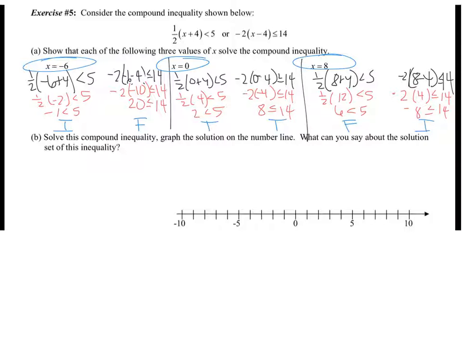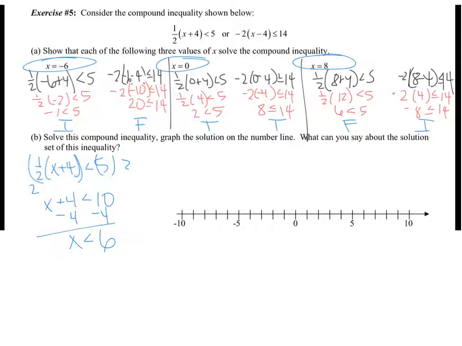So we're going to solve 1/2 times x plus 4 is less than 5. We're going to first multiply each side by 2. By doing that, we now have x plus 4 is less than 10. Subtract 4 from each side, and x is less than 6. So it's going to be an open circle on 6, and x is everything less than.